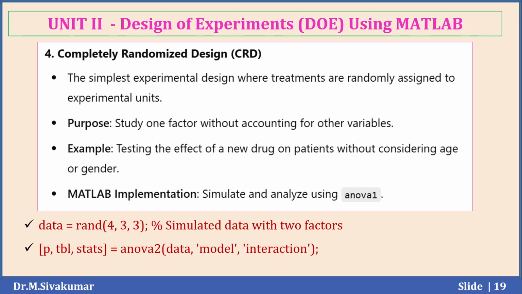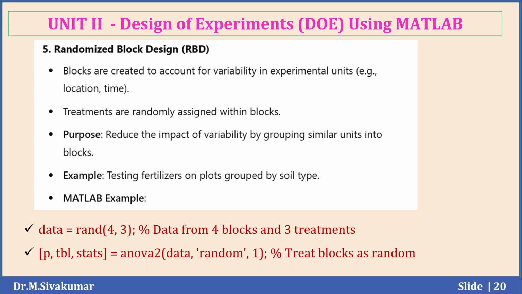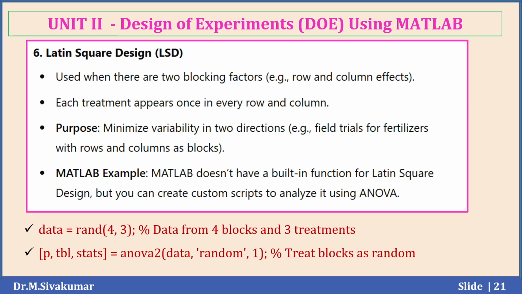Then let's move to another experiment called randomized block design. Here, blocks are created to account for variability in experimental units, and treatments are randomly assigned within these blocks. The purpose of this design of experiment is to reduce the impact of variability by grouping similar units into blocks. We are going to see an example of testing fertilizers on plots grouped by soil type. This is another example.